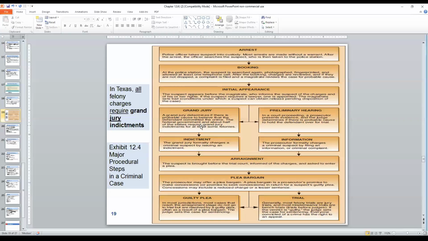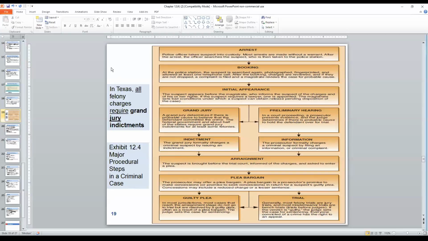The federal government, again because of that Fifth Amendment, and about half of the states require grand jury indictments for at least some felonies. And again, in Texas, it's for all felonies. So what is an indictment? The grand jury formally charges a criminal suspect by issuing an indictment. So another term for an indictment is true bill. You'll hear that fairly often.